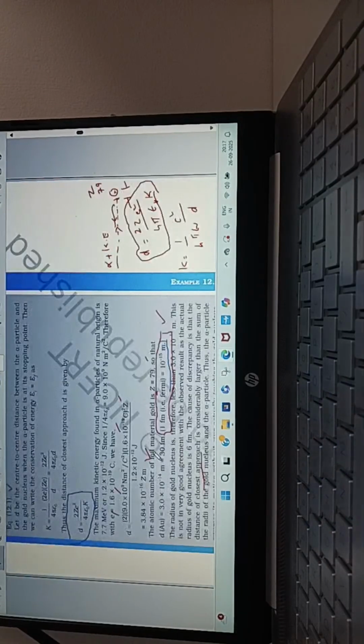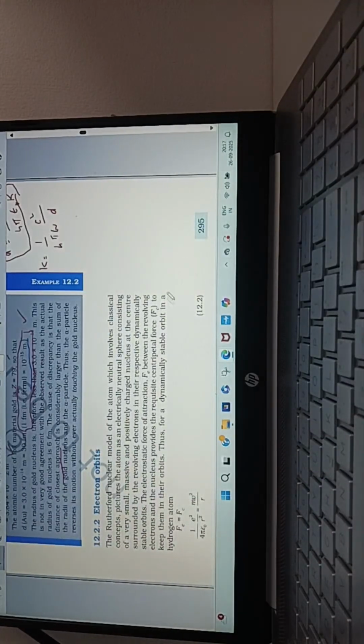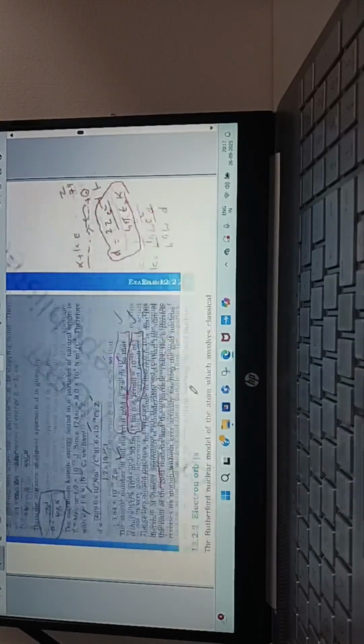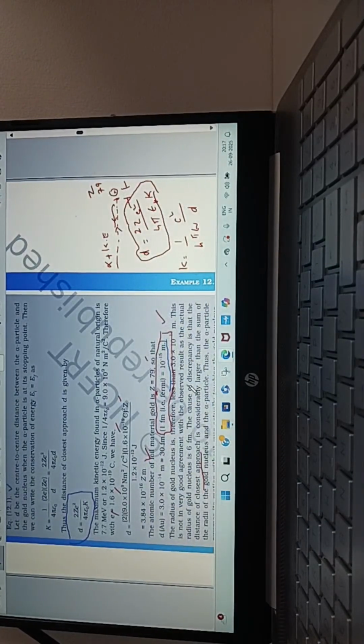Question number 2, page number 295. This is for future reference, for you only, not for me. Whatever you are writing, put it in one book. That book will help you understand later. Am I right?